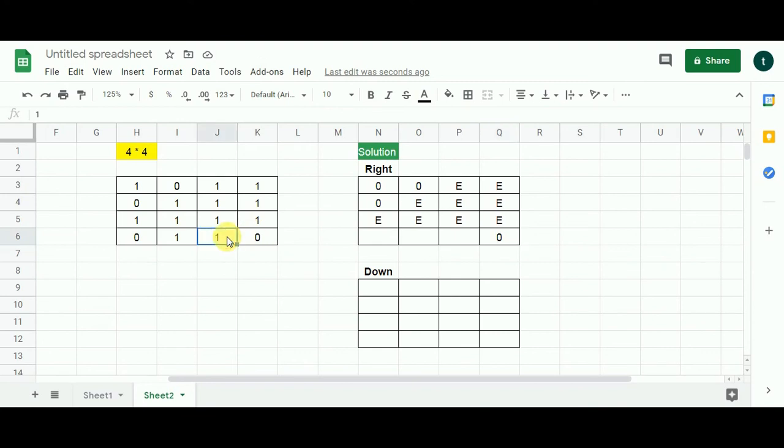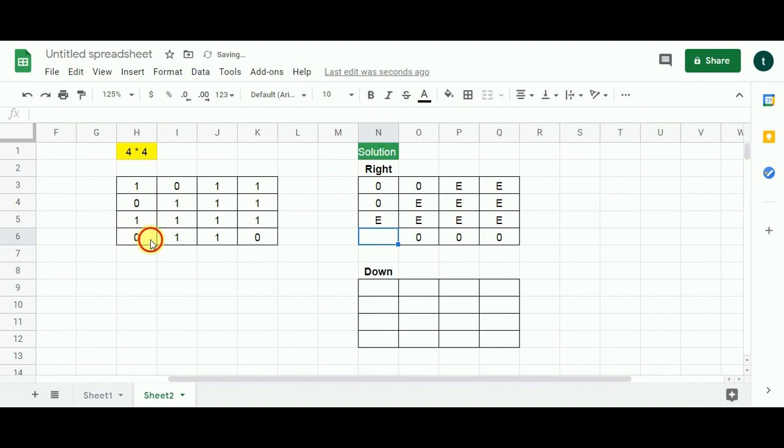Over here I am getting 1. So my first criteria is satisfied. Now I have to check the value of the cell which is on the right hand side. It is 0. So I'm going to put 0 over here. Now for calculating the value of this cell, let's check the corresponding cell in the problem matrix. It is 1. First criteria is satisfied. So let's check the value of the cell on the right hand side. So it is 0. So I'm going to fill this cell with 0.